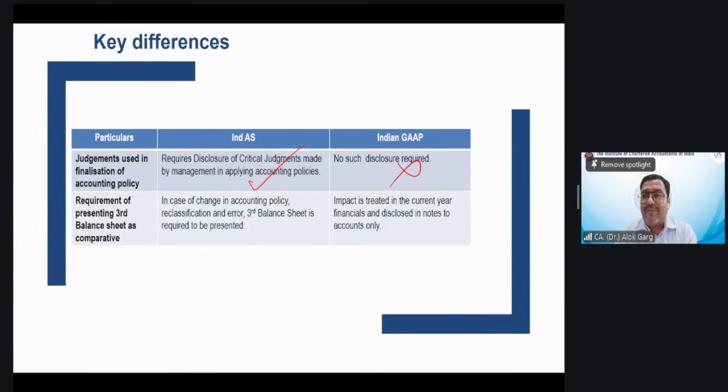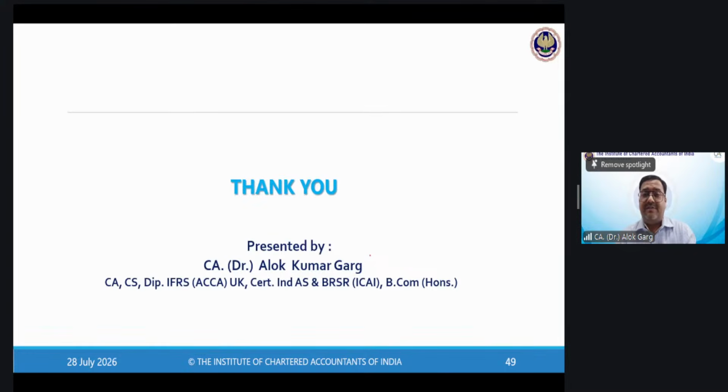A third balance sheet requirement is there in Ind AS, whereas it is not there in IGAP. In IGAP, there was retrospective calculation but prospective application. But in Ind AS, there is retrospective calculation and retrospective application also. So friends, this was all about Ind AS 1, presentation of financial statements.